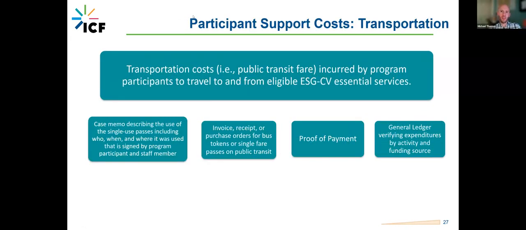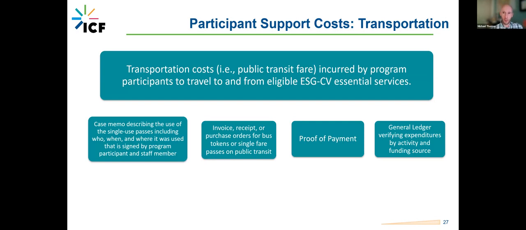All right, transportation. So we're thinking primarily here about things like public transit fare and these costs as they are incurred by program participants to travel to and from eligible ESG essential services. For these costs, you need a case memo describing the use of single-use passes, including who used the pass, when they used it, where it was used, and that's signed by a program participant and staff member. That documentation should be certified by both.